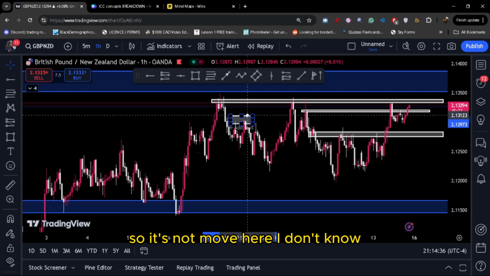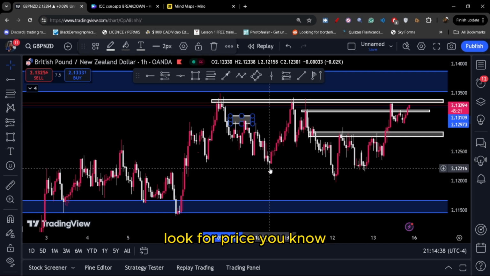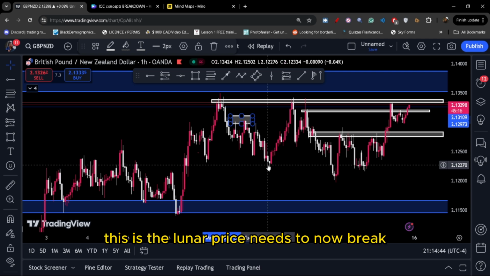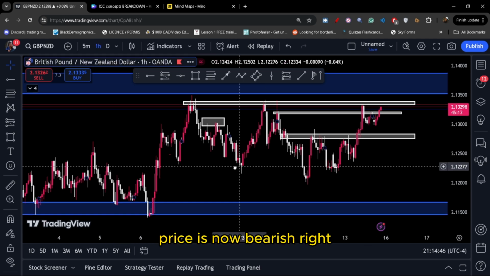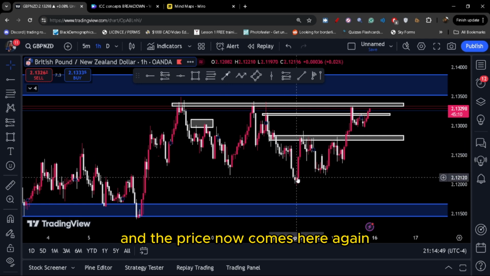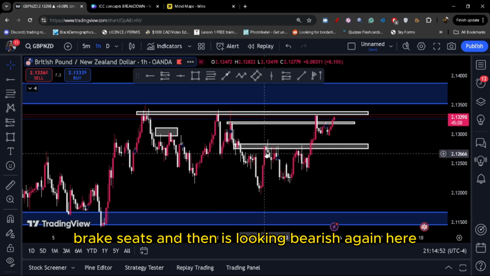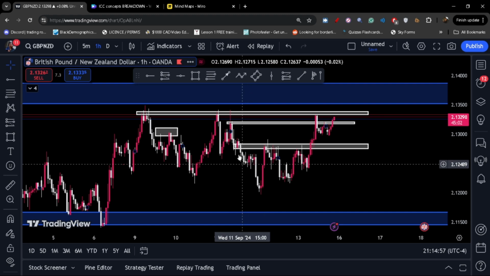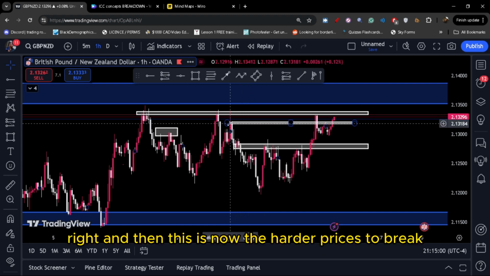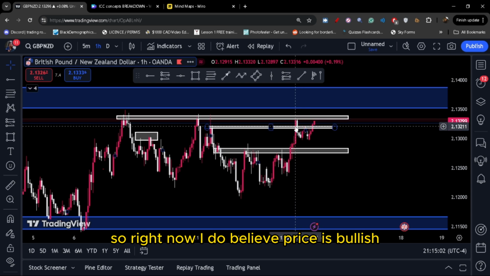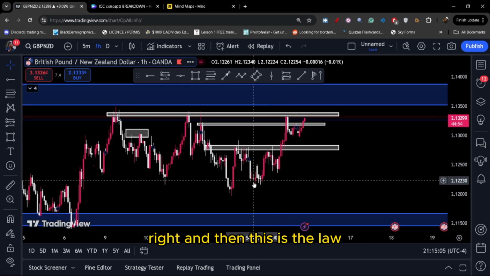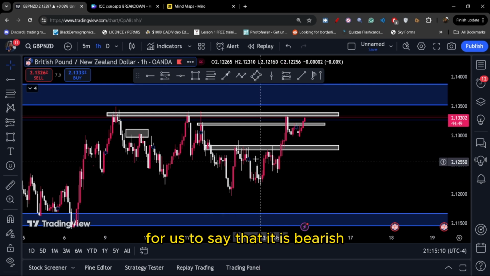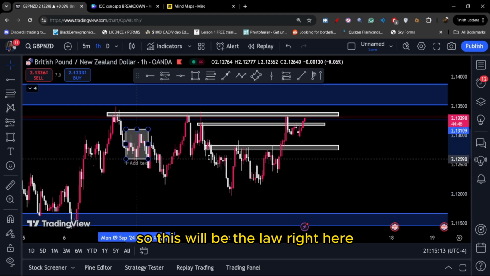So it moves here, and they'll now look for price. Price now bought, came all the way up here. Now this is the low that price needs to break for us to say, okay, price is now bearish, right? Then price comes here again, breaks it, and looks bearish again. It sells a little bit and then buys all the way up here. This is now the high that price needs to break. Boom, it breaks it. So right now I do believe price is bullish, and this is the low that price needs to break for us to say that it is bearish. So this will be the low right here.